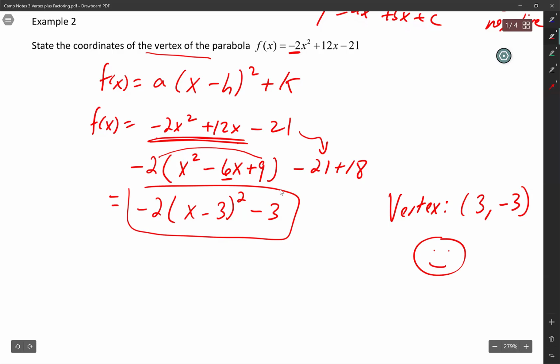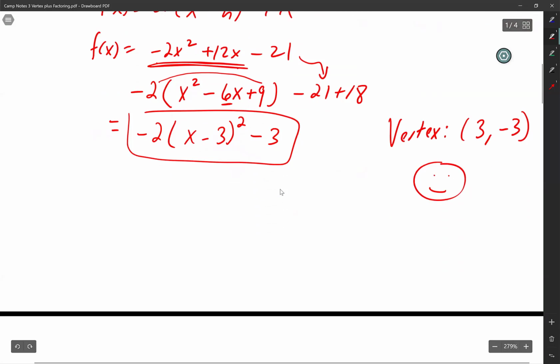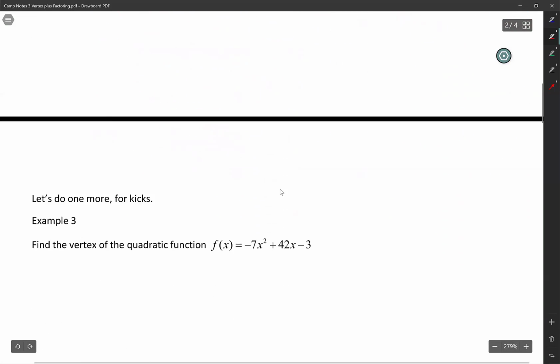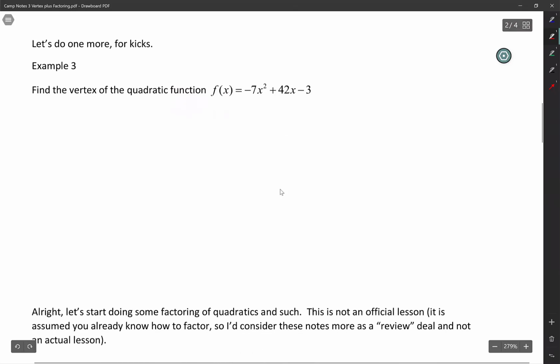All right. I hope we're feeling okay. I hope we're feeling good. Don't worry. We're going to do another example. So here we go, guys. Another example right here. It says, find the vertex of the quadratic function. And I have this lovely expression here.